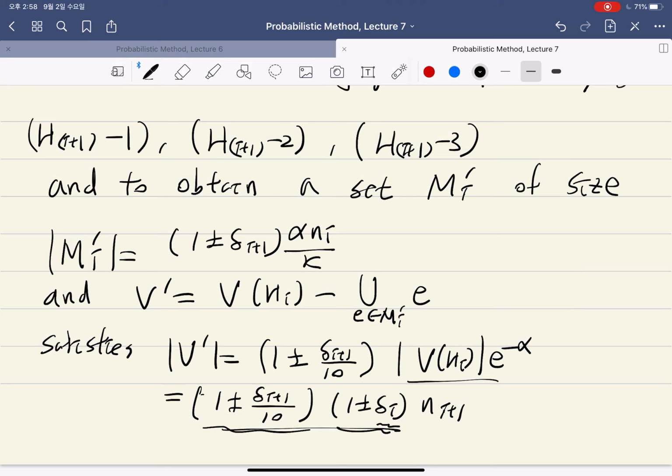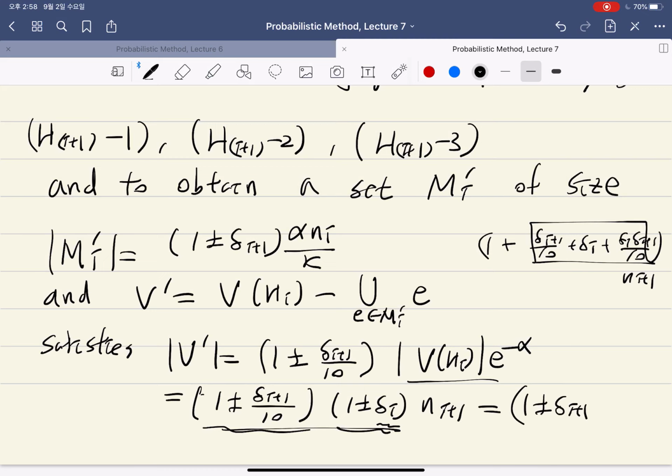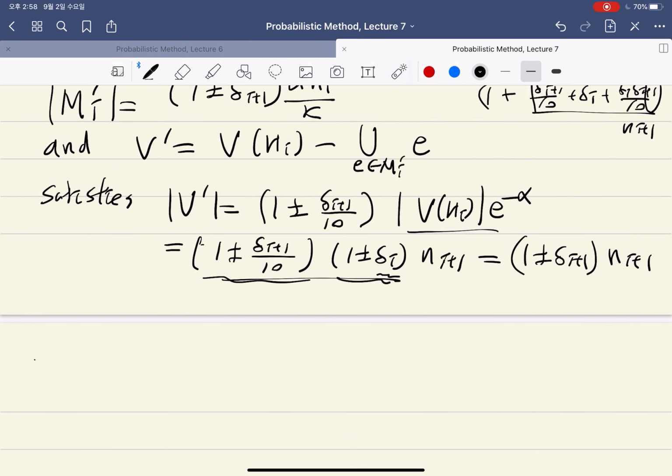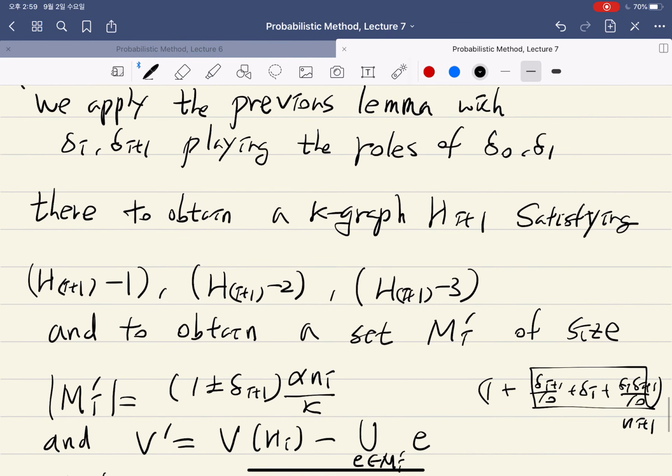And then here, you know that this delta i is much smaller. So this is at most 1 plus delta i over 10 plus delta i times delta i plus 1 over 10 times Ni plus 1. So this is smaller than delta i. So this is 1 plus minus delta i plus 1 times Ni plus 1. So it satisfies the condition for Hi plus 1.